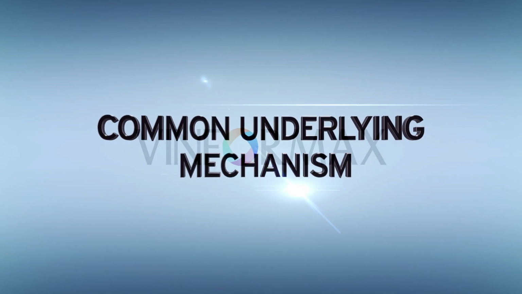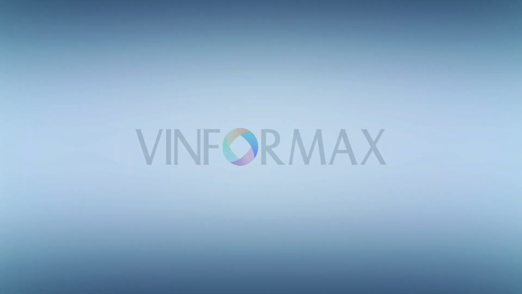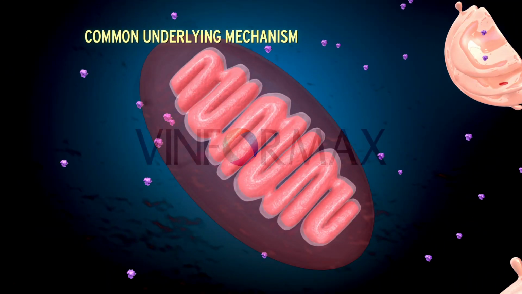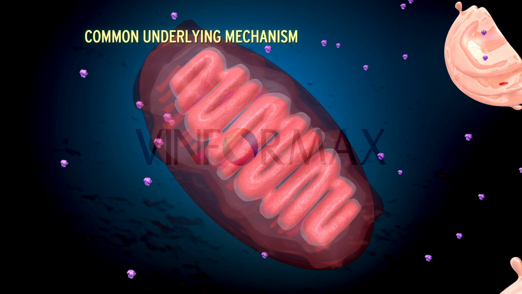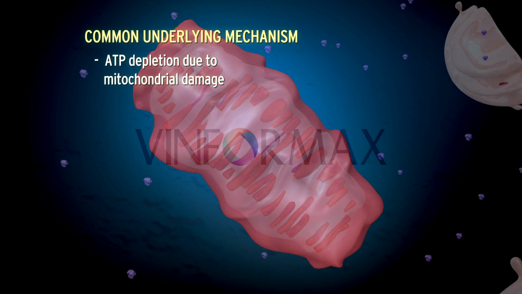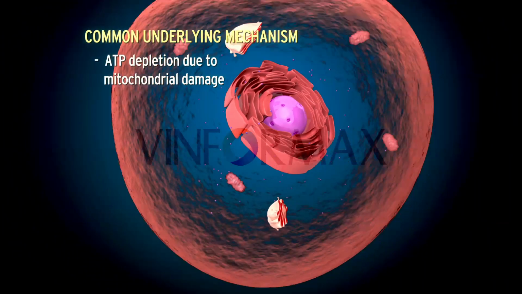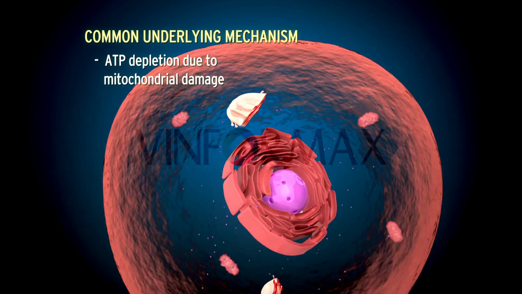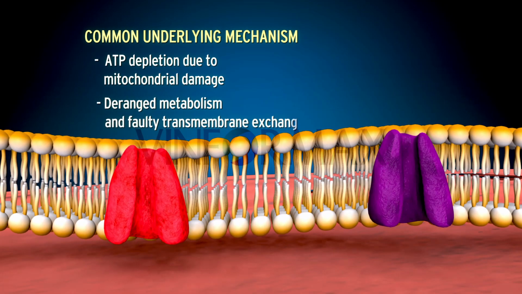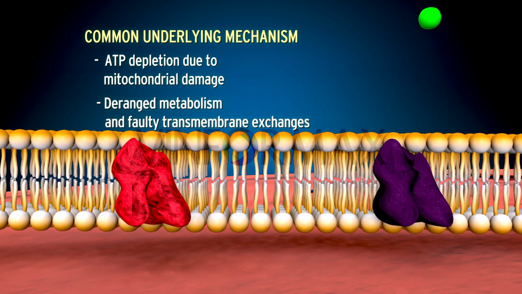Common underlying mechanism. The following essential intracellular biochemical phenomena underlie all forms of cell injury. ATP depletion due to mitochondrial damage. Deranged metabolism and faulty transmembrane exchanges due to damage to cell membrane.